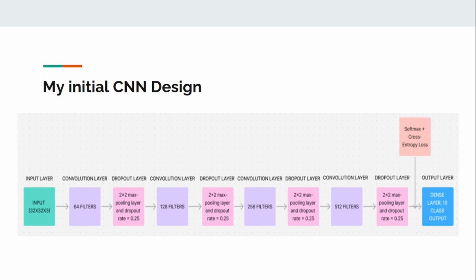Subsequent layers increase the filter count to 128, 256, and 512 respectively, to capture progressively more complex image features. The model was trained using softmax cross-entropy loss and optimized with the Adam optimizer. The final test accuracy was recorded at 71.6%, indicating decent performance, but still room for improvement.